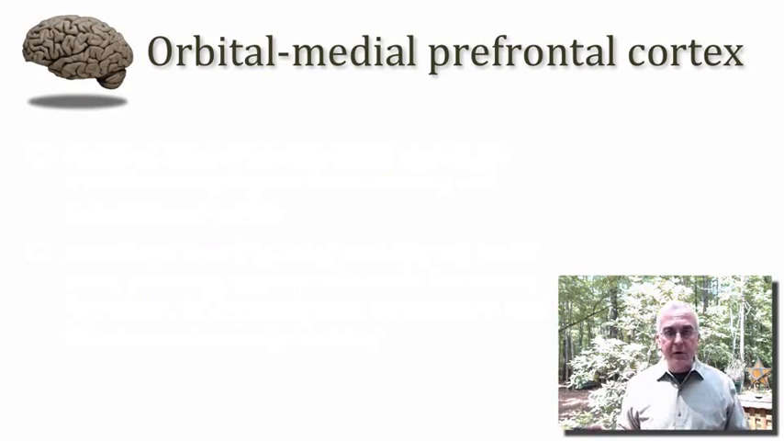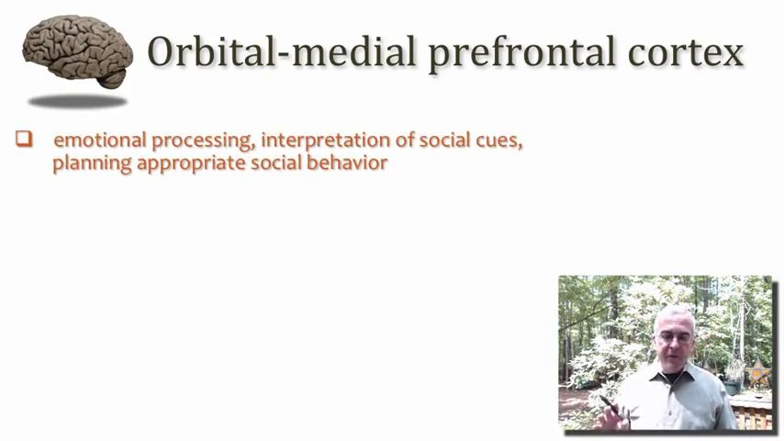So just in a little bit more detail now, the orbital and medial prefrontal cortex is involved in emotional processing, and it does so in a way that allows our emotions to provide a source of input that will help us to interpret social cues. And as a consequence, it will assist us in planning appropriate behavioral responses as we engage in social interactions.